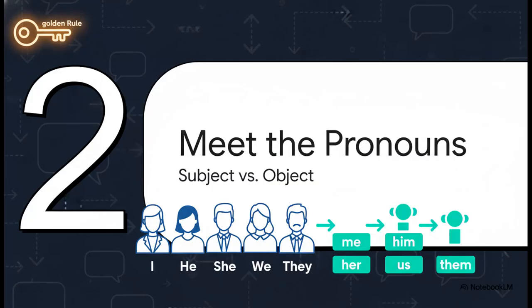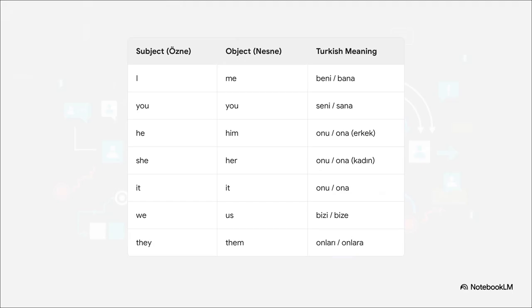All right, now that we've got the golden rule down, let's actually meet the cast of characters. We're going to look at each subject pronoun and see what it transforms into when it moves to the other side of the verb and becomes an object. This chart lays it all out perfectly. On the left, you've got your subject pronouns, the doers. On the right, the object pronouns, the receivers. It's kind of like how in Turkish, ben can become beni or bana, same idea. And notice, English gives you a little break. You and it actually stay the same, which is nice.